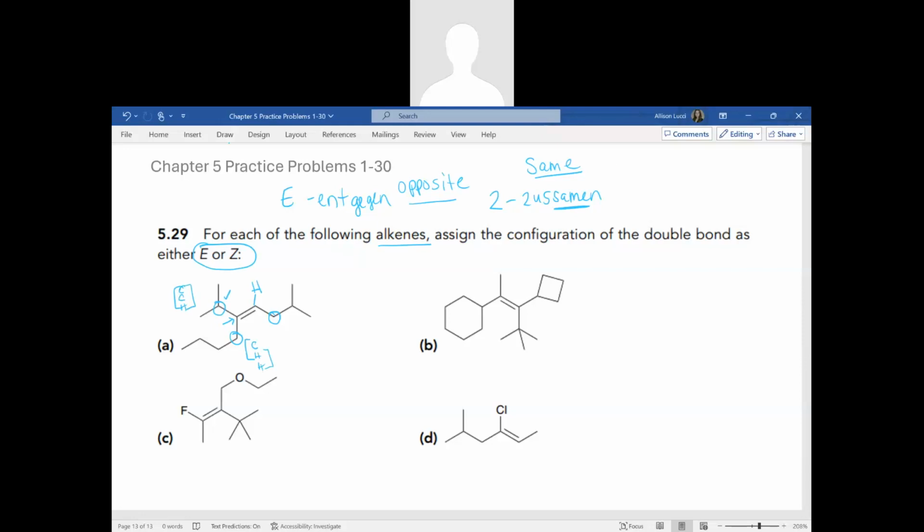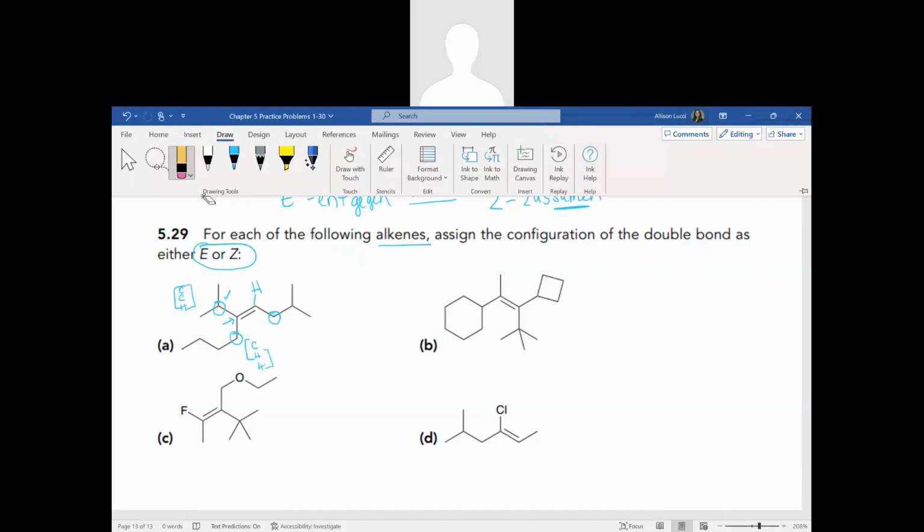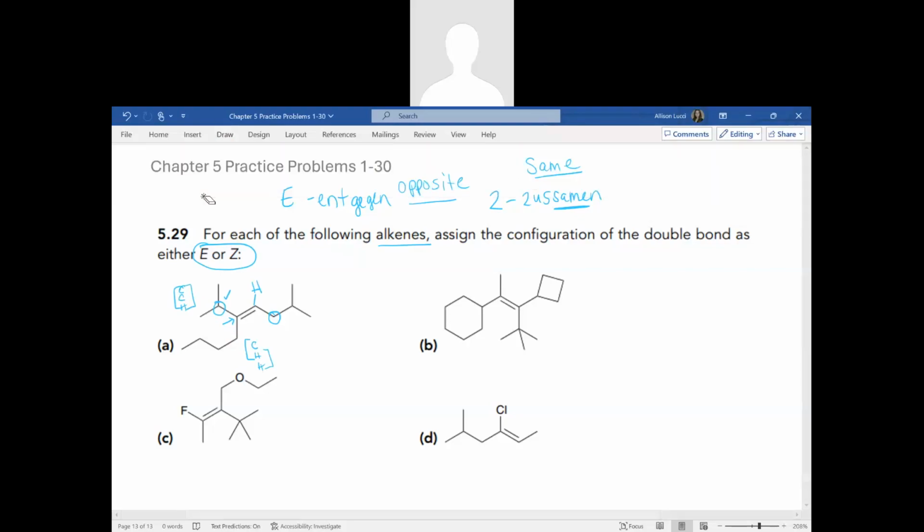So let's erase this indication down here. And then let's take a look. Are our highest priorities on the same side or opposite sides of our double bond? So it looks like opposite. So we're going to call this the E notation for A. Let's take a look at B here.